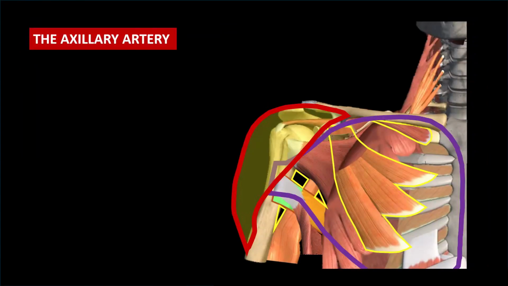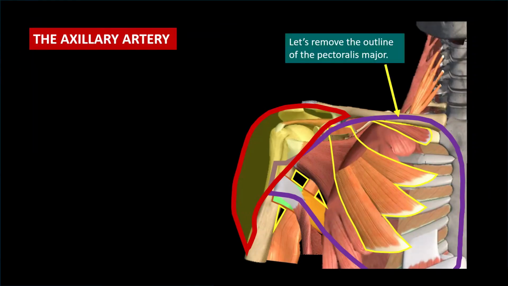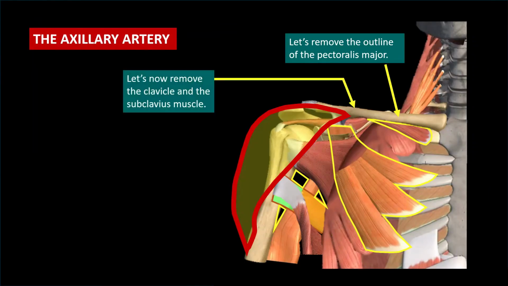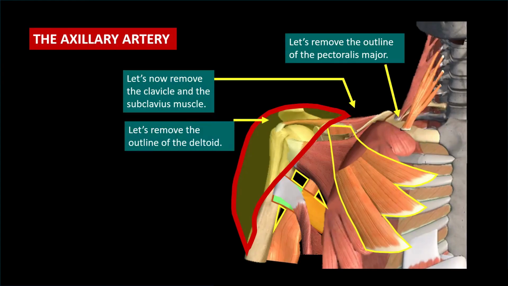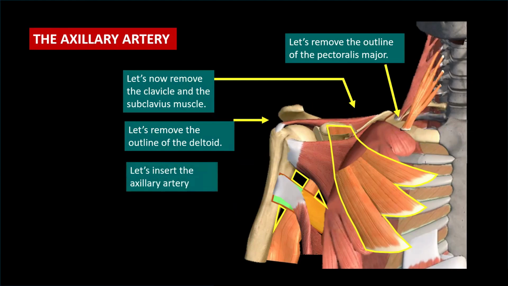The axillary artery. Let's remove the outline of the pectoralis major. Let's now remove the clavicle and the subclavius muscle. Let's remove the outline of the deltoid. Let's insert the axillary artery.